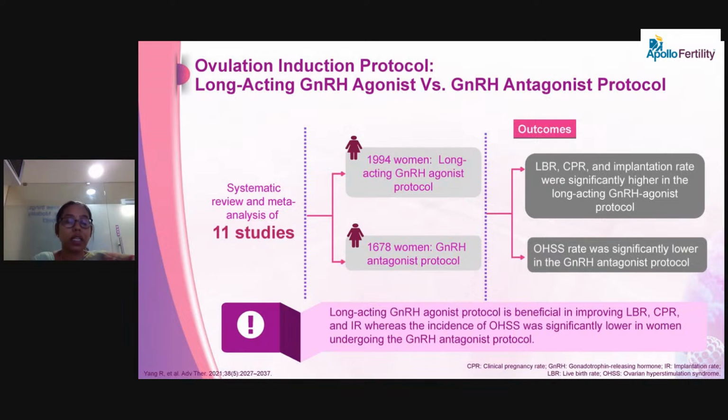Next, going to the ovulation induction protocols, whether we do a long-acting GnRH agonist protocol or a GnRH antagonist protocol, the pregnancy rates and live birth rates remain the same. There were various studies to find out the difference between the various protocols to tell which gives a better result. The long-acting GnRH agonist protocol was beneficial in improving the live birth rate, clinical pregnancy rate as well as implantation rate, whereas the incidence of OHSS was high in that group compared to the antagonist protocol. So there is no big difference between the various protocols we follow for patients with RIF. So other than the ovulation induction protocol, as I said, other factors play a role in RIF.